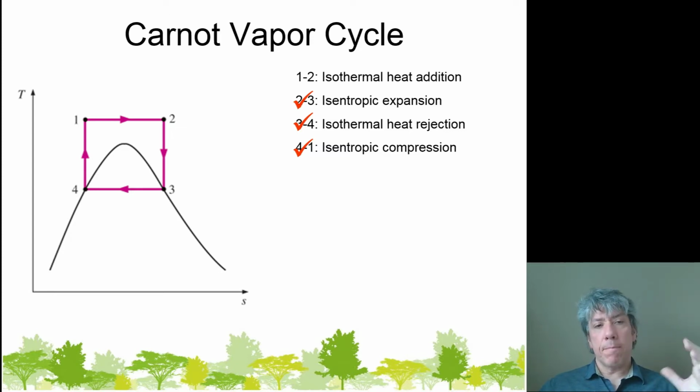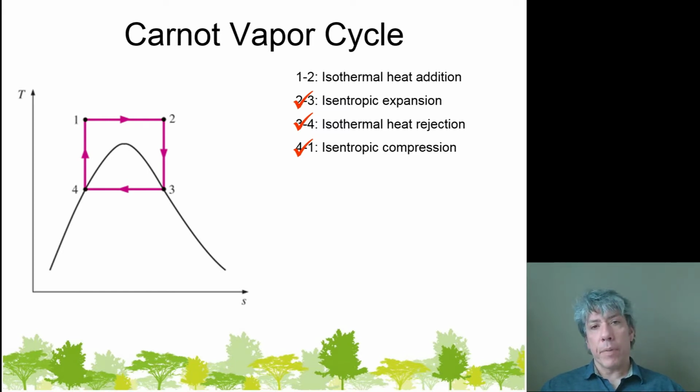And what we would do here is use a pump, right? Because a pump can pump liquid to a higher pressure. So ideally, you'd want that pump to be isentropic, so reversible and adiabatic. So all of these look really good.